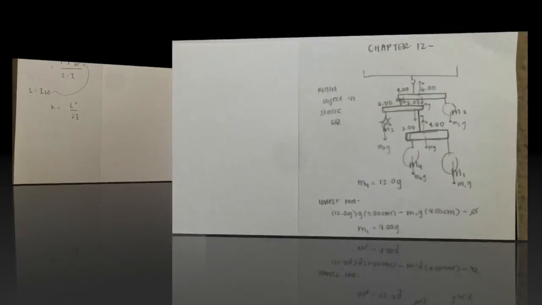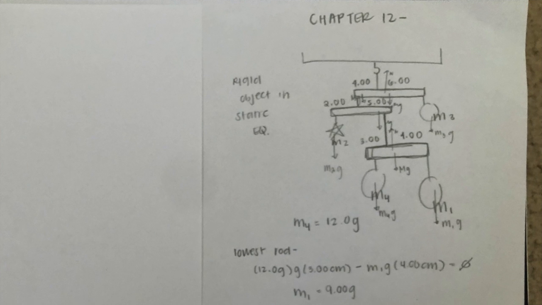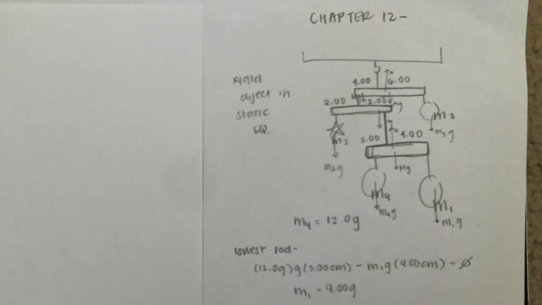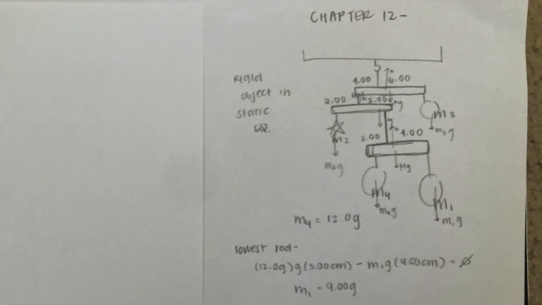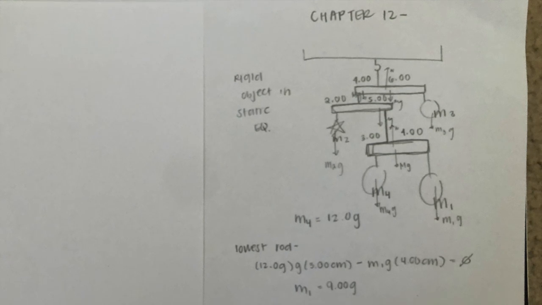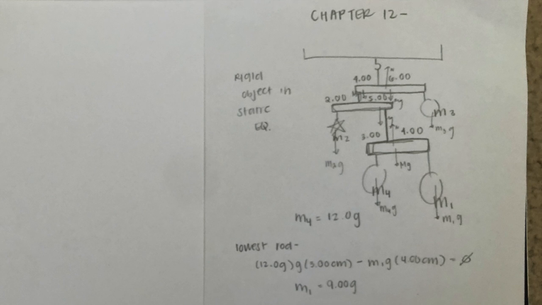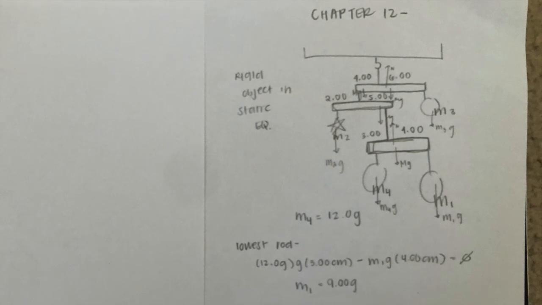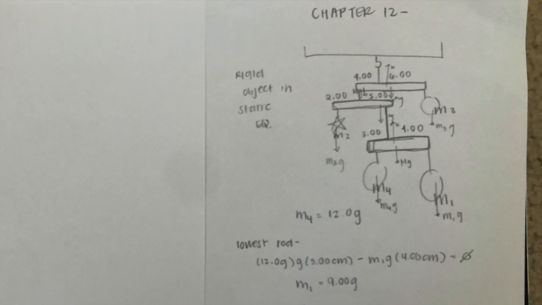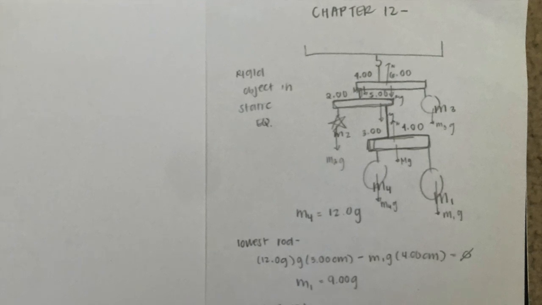Now for chapter 12, I chose question 10, which asks to find the mass of the different objects that were hanging off this three-tiered mobile. Now since I knew this object was a rigid object in static equilibrium, I knew that the sum of the net torques had to be equaling 0, so that's why in the following equations everything is equaling 0.